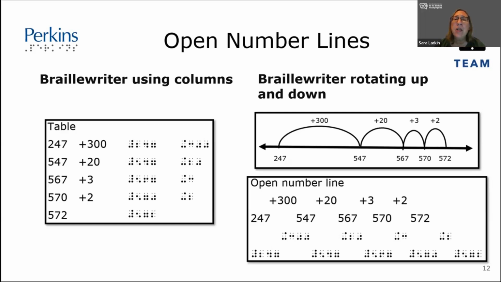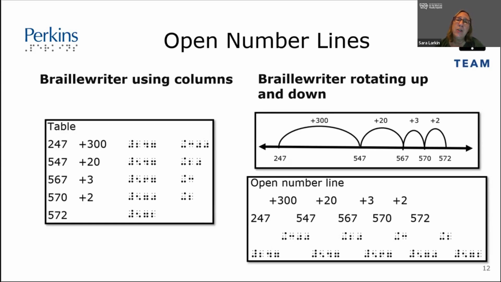But on their Braille writer, there's a couple of ways they can accomplish the same task. One way is to use columns on the Braille writer. They can write that 247, and then just to the right of it, write plus 300. Go to the next line and write the answer, which is 547, and to the right of that, write plus 20. On the next line, they write the answer of 567, and to the right of that they're adding 3. Then they go to the next line and write the answer of 570, to the right of that saying they're adding 2. And on the final line, 572 for their answer.